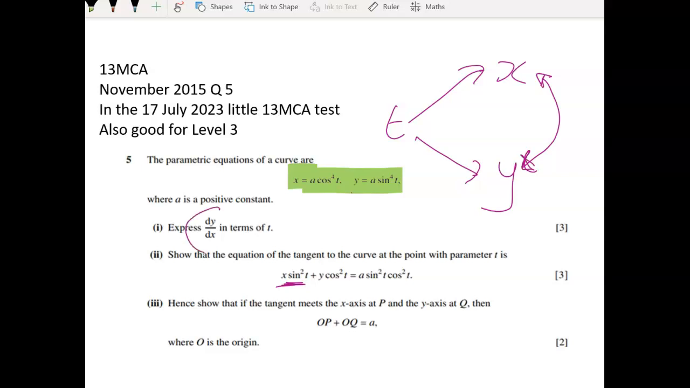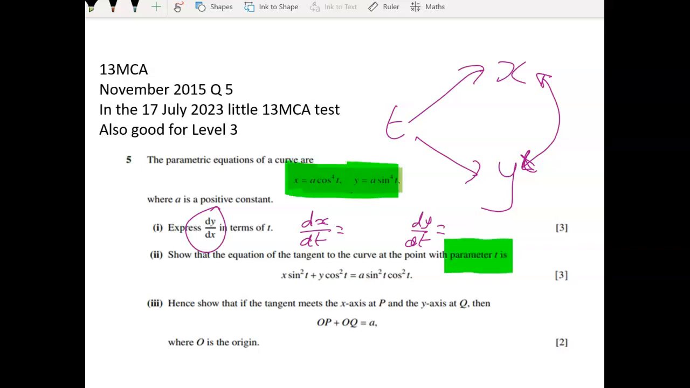The first part of the question is just to get dy by dx in terms of t. So we know that we're going to do that by finding dx by dt and dy by dt. That's going to be step one for that question. Then we have to find the equation of the tangent to the curve at a point with parameter t. And that means that the point is just back to this thing up here.